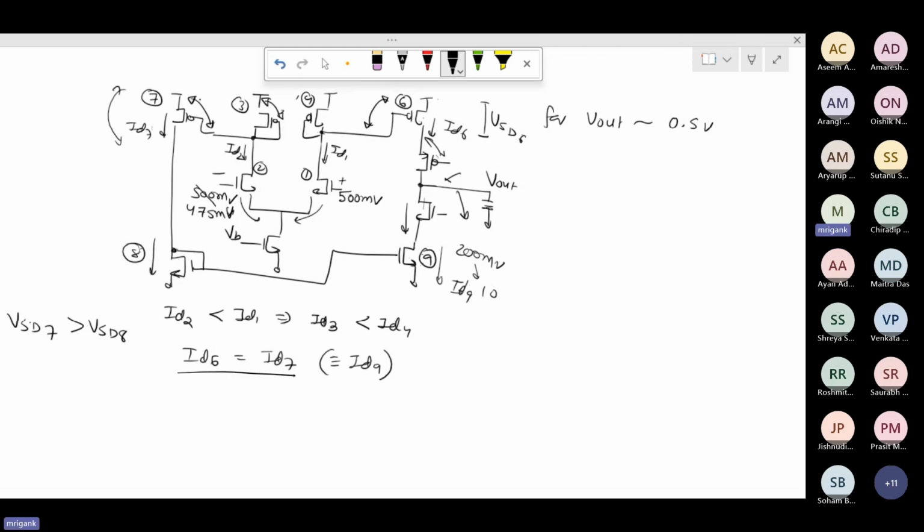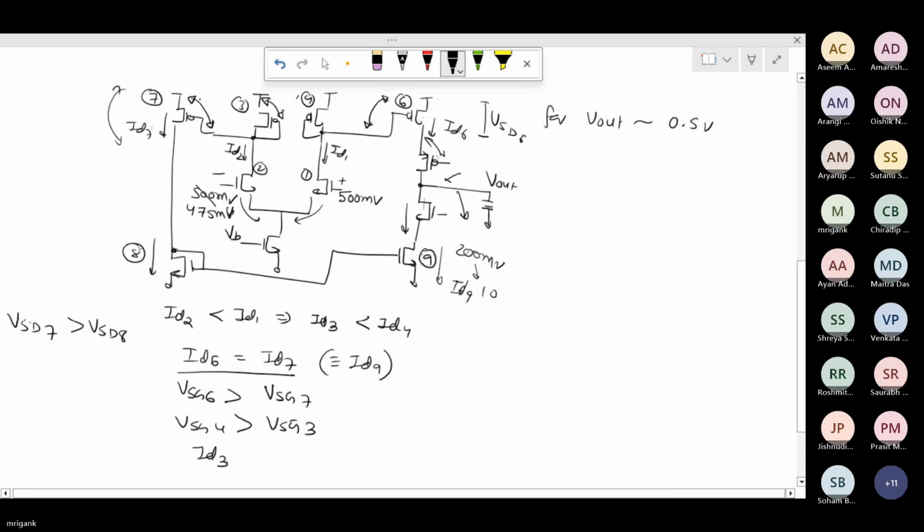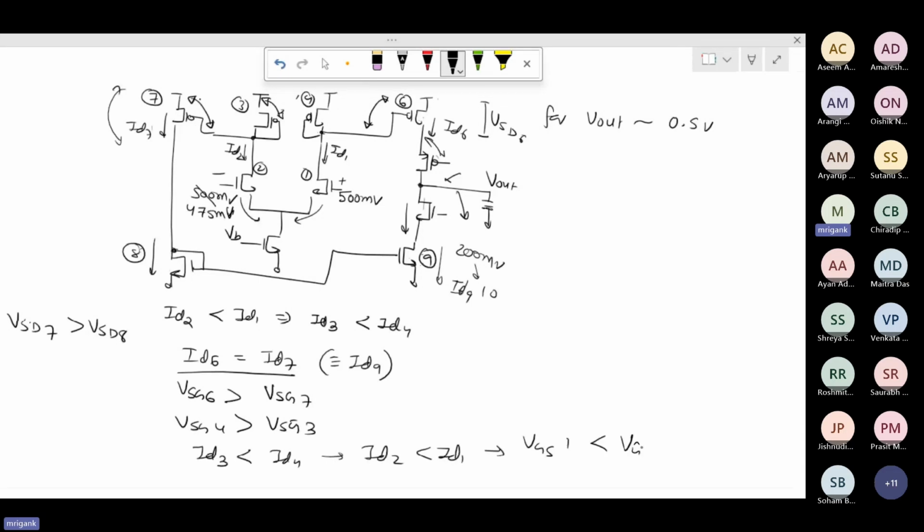Therefore, in order to make these two the same, what do I need? I need VSG of 6 to be bigger than VSG of 7. That means VSG of 4 should be greater than VSG of 3. That means ID3 should be less than ID4. That means ID2 should be less than ID1. That means VGS of 1 should be less than VGS of 2. Is that clear?